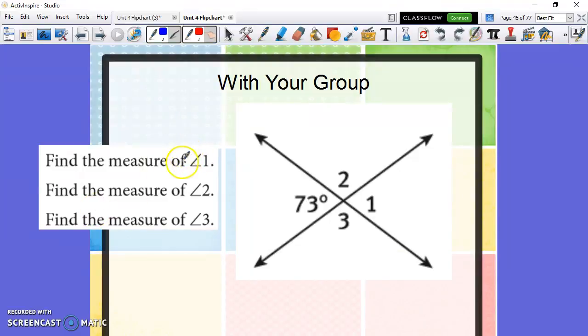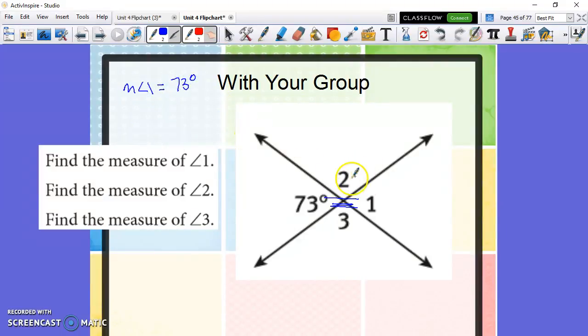We need to find the measure of angle 1, angle 2, and angle 3. Well, we already know that if they are vertical, that means they're equal. So angle 1 is going to be equal to 73 degrees.